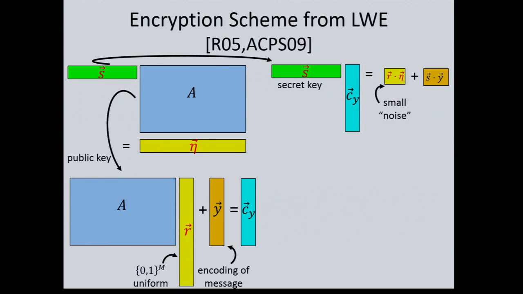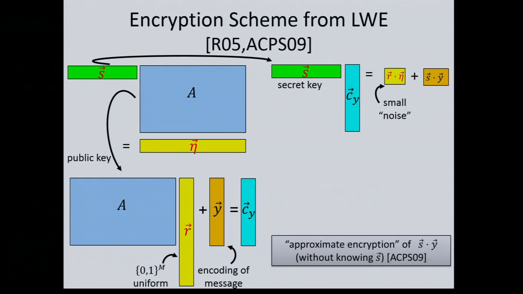But the second part, perhaps more interesting, is again we take S times the ciphertext, so this part we took care of. But now we have the vector y, and what we get is the inner product of our secret key and this encoding of the message y. And what you get is sort of an approximate way to encrypt this inner product of secret key times y for any y that I want, and I can do that without knowing S itself. So I can actually encrypt some function of the secret key without knowing what the secret key is.